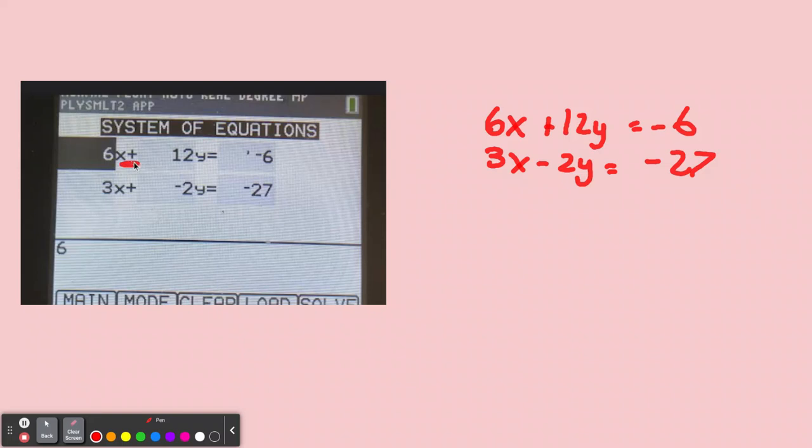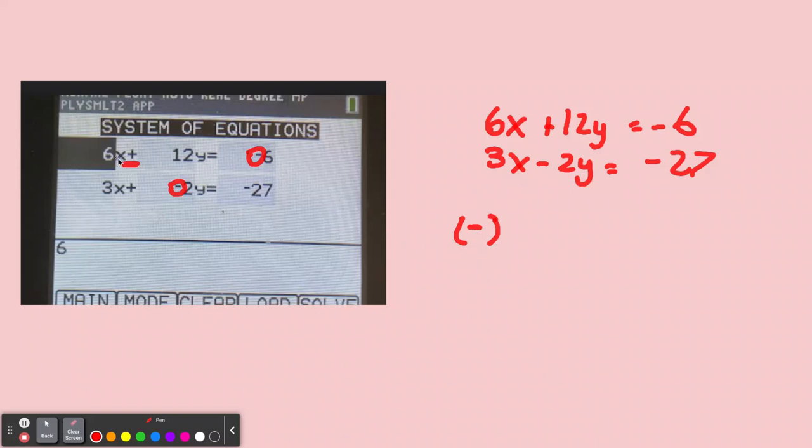You want to make sure it's plus. In the second equation, you want to make sure it's minus. So you notice it has a minus 2 over there. That would be plus 12y. And don't forget to put in the negative 6. When you do negative 6, make sure that's the negative symbol. You can see that right on the bottom of the 3 on the calculator. Negative. So you plug all this in.